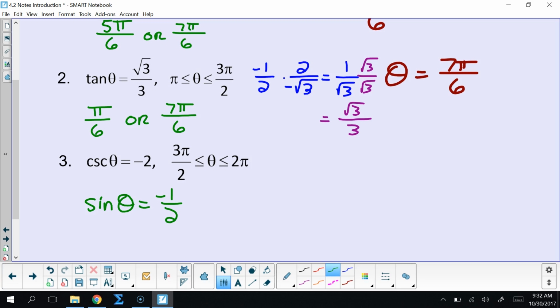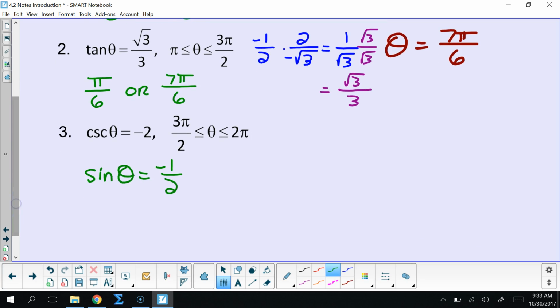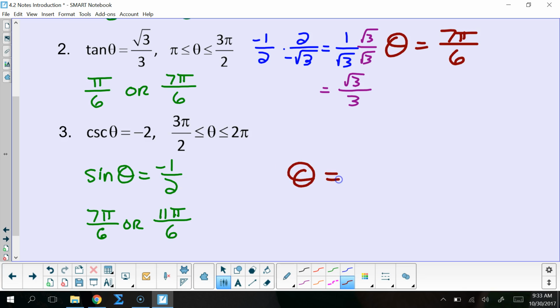Well, where is the sine of theta equal to negative 1/2? What two values? 7 pi over 6 and which one? And 11 pi over 6. So these are at 7 pi over 6 or 11 pi over 6. Which one is in my restrictions then? 11 pi over 6. So theta here is 11 pi over 6. Okay?